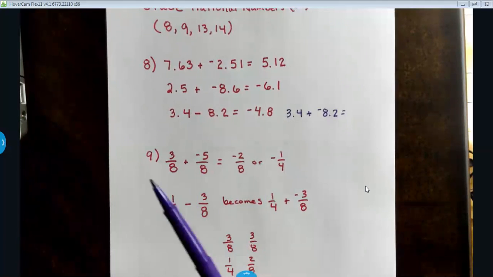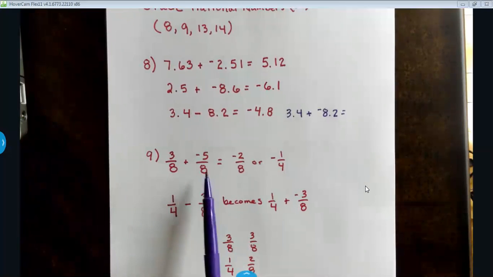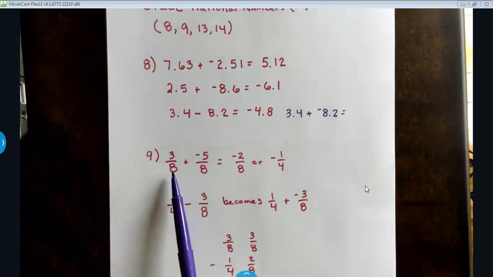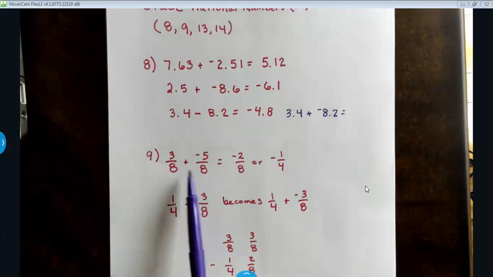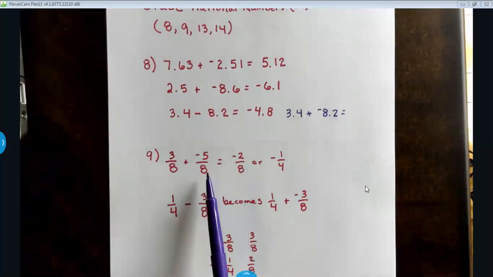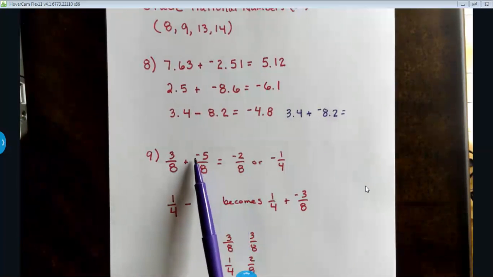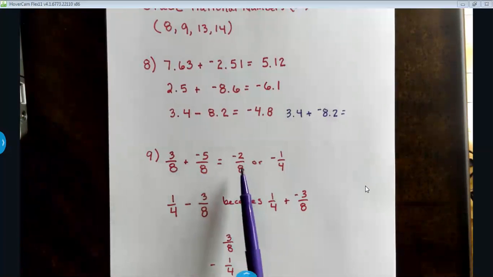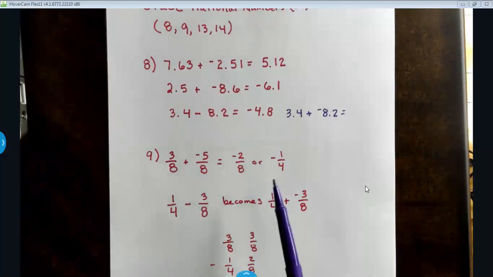With fractions, we're doing the same thing. Here we have a common denominator. We're adding 3/8 and a negative 5/8, so I subtract and I get 2/8. And the 5/8 is larger than the 3/8. It's got a negative, so we keep a negative, and then 2/8 could be simplified to 1/4.